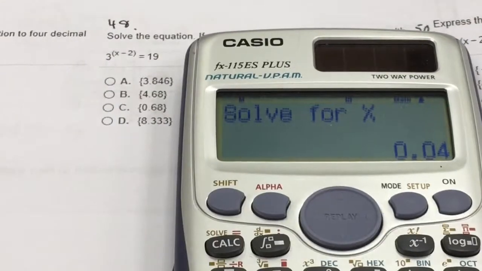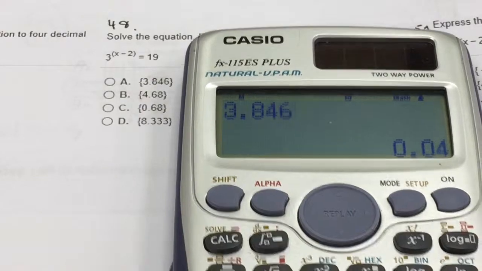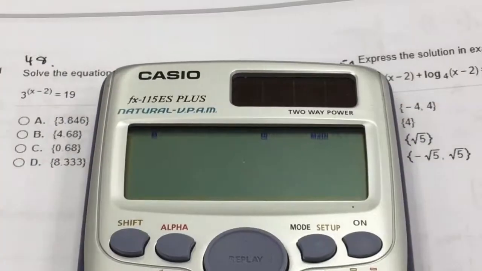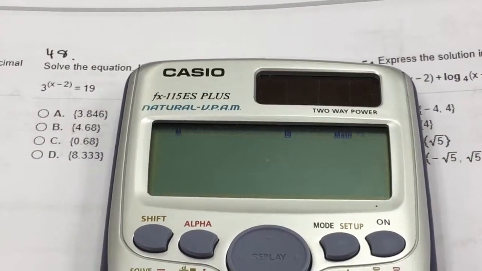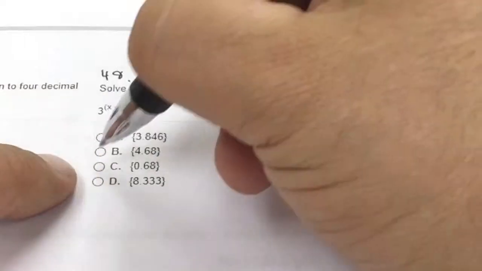Now I want to guess. Oh, they're all difficult. I'm going to guess 3.846. Now you hit the equal sign. Oh, it's thinking. It's probably not the right guess, but it'll get me close. 4.68. Notice that? It picked the right answer. Pretty amazing. Choice B.